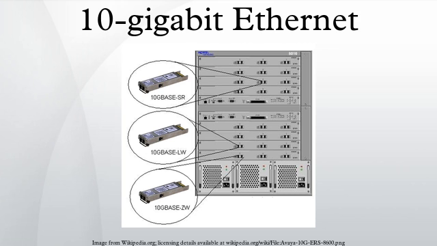10GBASE-LRM allows distances up to 220 meters on FDDI-grade multimode fiber and the same 220 m maximum reach on OM1, OM2 and OM3 fiber types. 10GBASE-LRM reach is not quite as far as the older 10GBASE-LX4 standard.